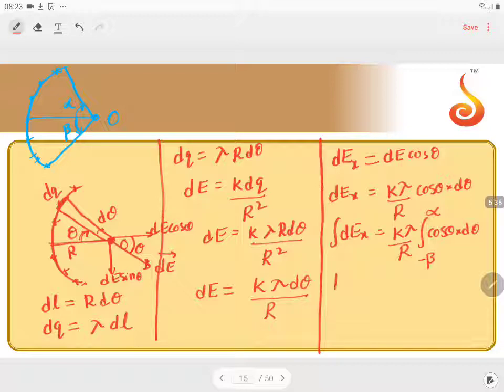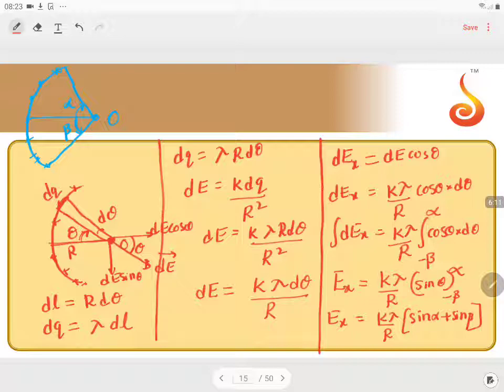So the total x component of electric field due to the entire arc at the center O will be k lambda divided by r into sin theta, with limits minus beta to alpha. When you substitute the limits, sin alpha minus sin of minus beta, so plus you'll get here: sin alpha plus sin beta. So this is the x component of electric field.